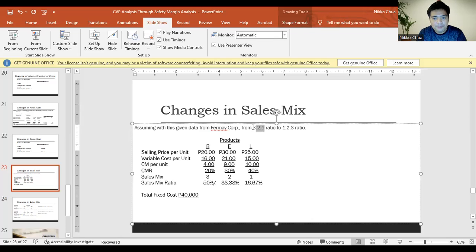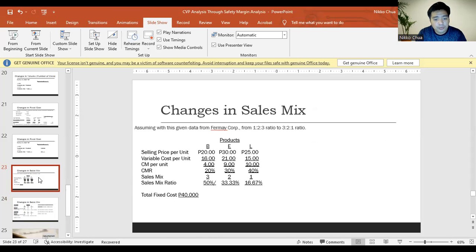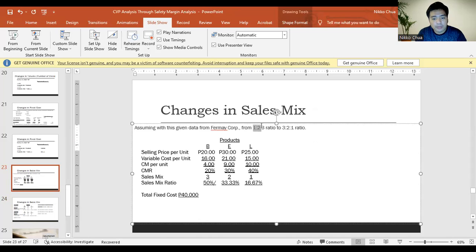Wait lang po ha. Okay, sorry for the delay. So originally from 3 to 1, to 1 to 3 pala po. Ganyan, so ito po yung original natin. 3 to 1, we will have 50 for the sales mix ratio. Ito lang po yung kailangan natin.